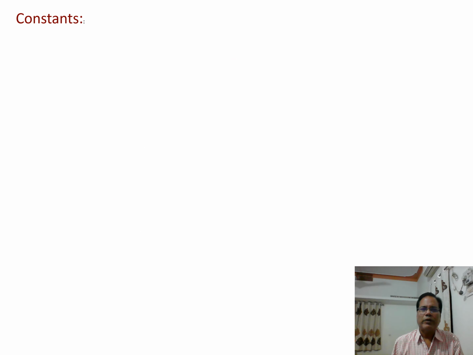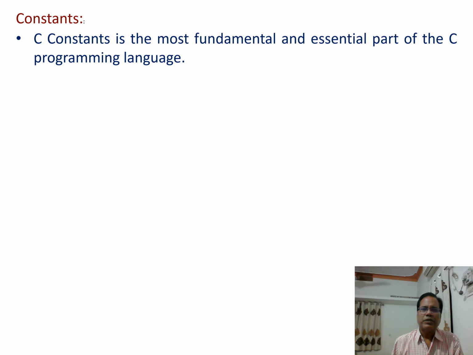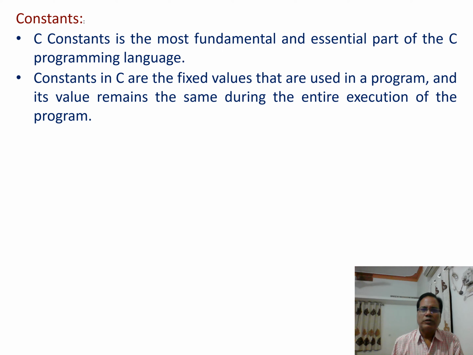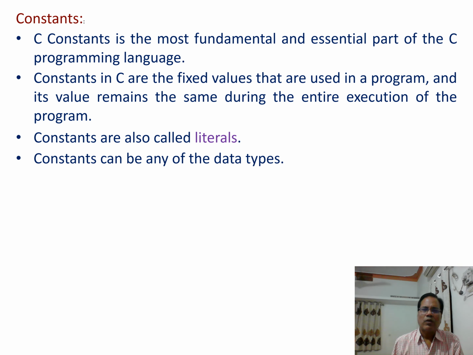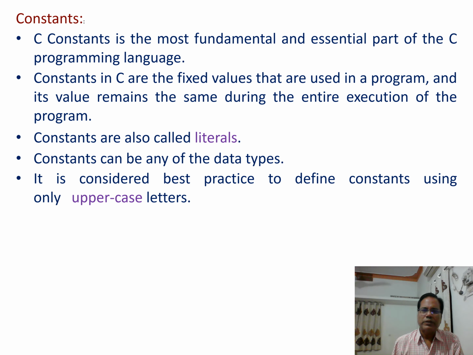Now let us first discuss what is constant. C constants are the most fundamental and essential part of the C programming language. Constants in C are fixed values that are used in a program, and their value remains the same during the entire execution of the program. Constants are also called literals. Constants can be of any of the data types. It is considered best practice to define constants using only uppercase letters.